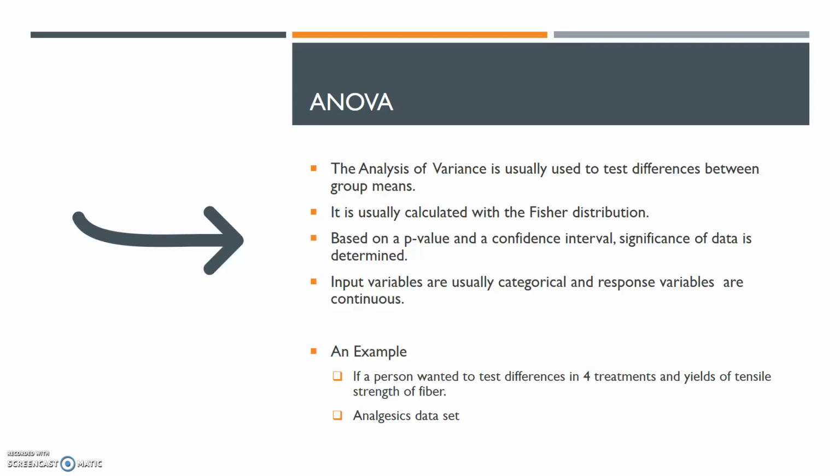Let's say a real-life example would be if you had to test the differences in 4 treatments and yields of tensile strength of fiber, which means now you have 4 groups. What usually happens is that we test the difference within the groups, and then we test the difference between the groups. To better understand this, we're going to switch over to JMP, and then we're going to be dealing with the analgesics data set, and show how this test can be conducted in JMP.